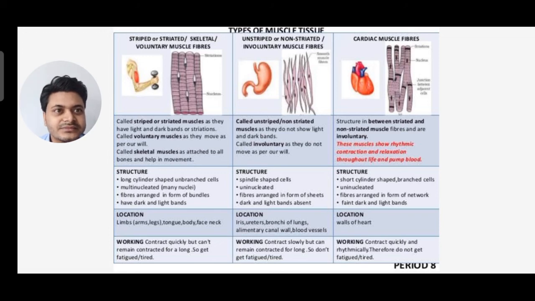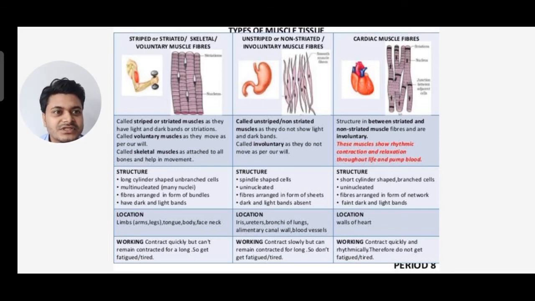And under non-striated muscles, you can see they are spindle-shaped cells, uninucleated, fibers arranged in the form of sheets, and dark and light bands absent. Alright, so dark and light bands are present in striated muscles, whereas they are absent in non-striated muscles. You can see the figure on top.